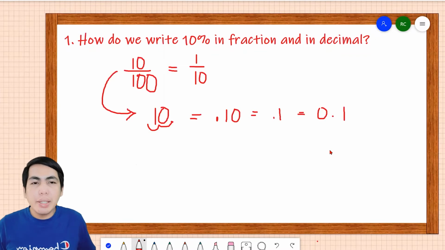So, meaning to say that 10% is equivalent to 10 over 100 or 1 over 10, or in decimal form, that is equivalent to 0.10 or 0.1.